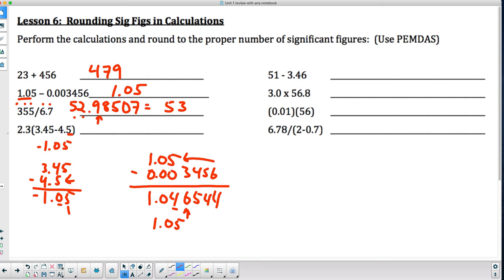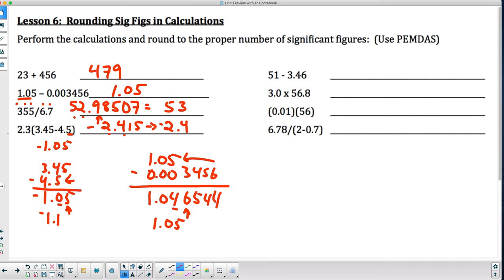So I round off to that place, check to see if it's 5 or higher. It is. I get a negative 1.1. I multiply by 2.3, and I get a negative 2.415, which then I round off 2 places to a negative 2.4. And that's how you do it when there's a combination of operations.